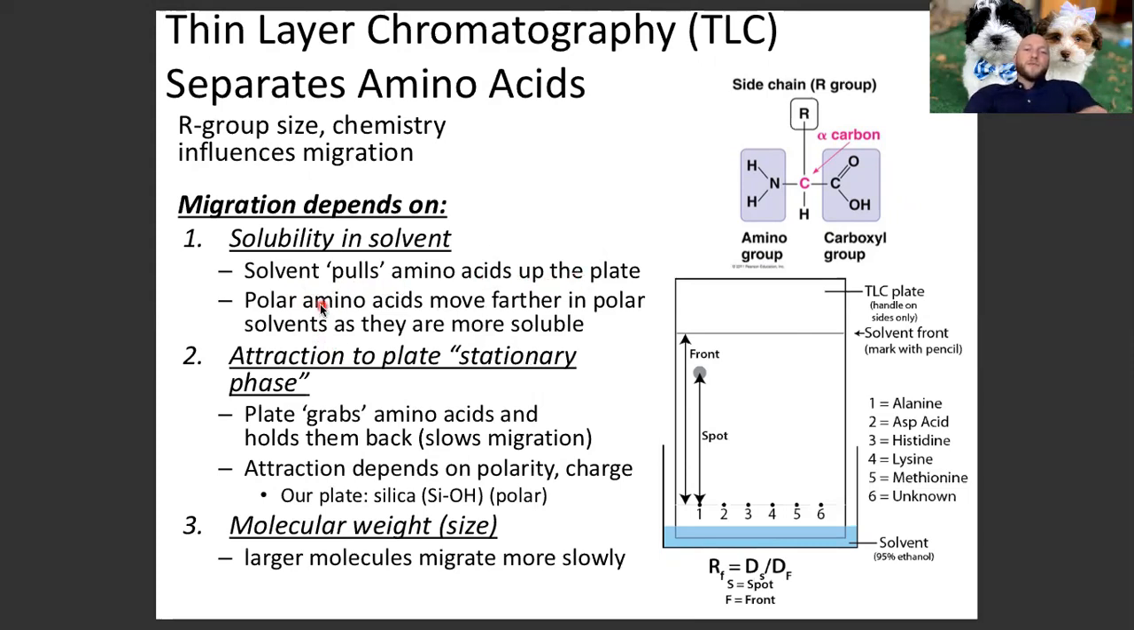Polar amino acids move further in polar solvents because they are more soluble. The more soluble the amino acid is, the stronger the attraction between the amino acid and the solvent, the further it's going to get pulled along the plate.